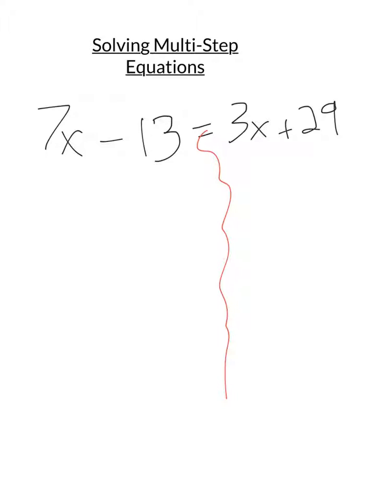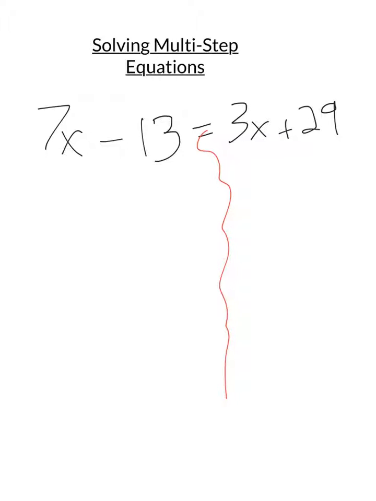The first step I said was get all your x's on one side. What I like to do is see what number is bigger or smaller. I look for the smaller x, or maybe there's one with a negative sign, and I get it over to the other side, so I'm working with positive x's. So 7x is bigger than 3x, so I'm going to move this 3x to the other side.